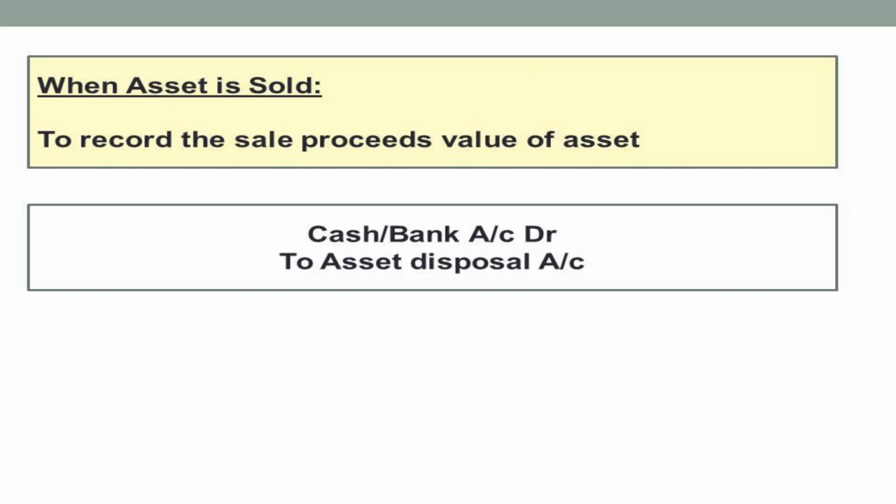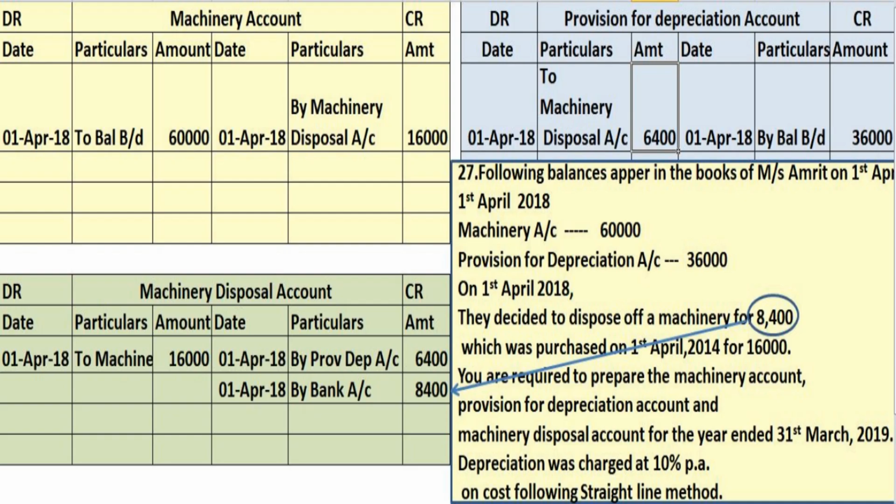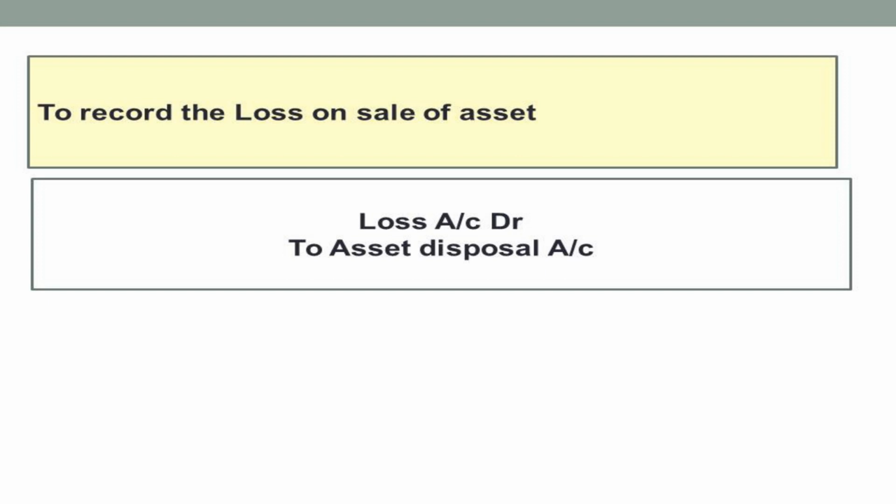In the machinery disposal account, we need to show the disposed value of the machine, that is 8,400. Journal entry here is bank account debtor to asset disposal account. Usually we credit to machinery account, but here since we are maintaining machinery disposal account, we are crediting to machinery disposal account. So in the date column on the credit side, we write 1st April 2018 and by bank account in the particulars column and the disposed amount is 8,400. Now we have to record the loss or gain on this disposed machine.